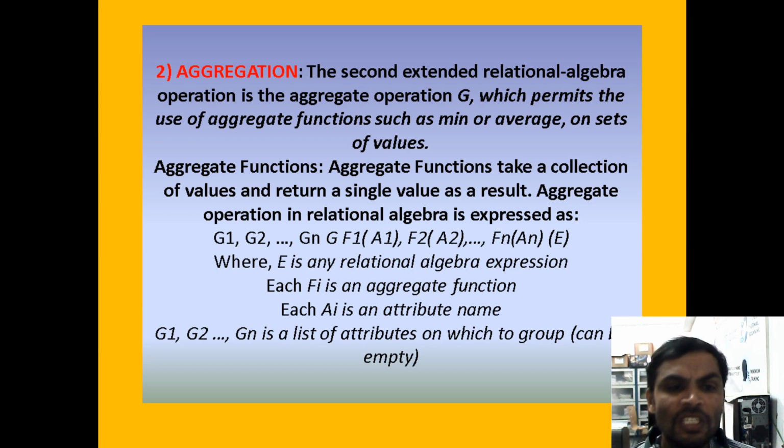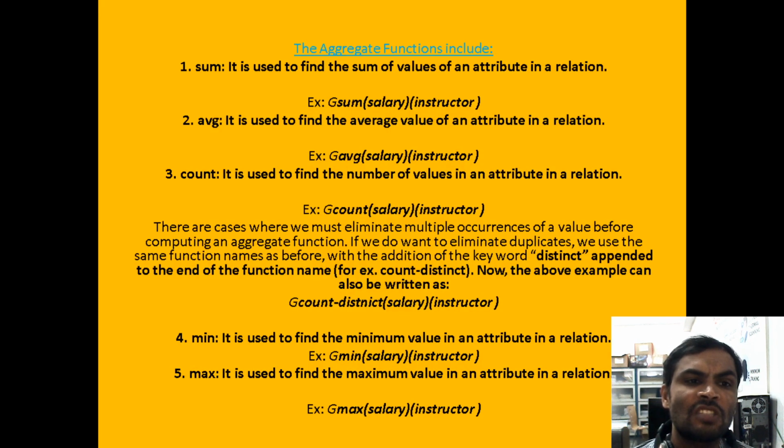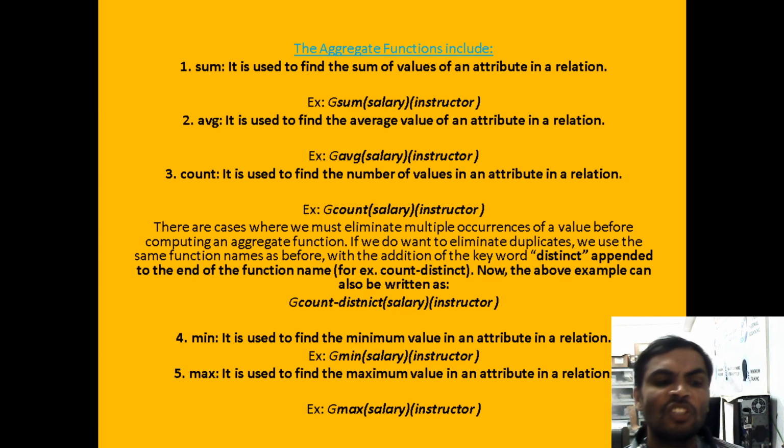Now, under the aggregate function, 6 functions will be there: sum function, average function, count function, minimum, maximum. If you want to find the sum of the total salaries of employees, we can use the sum function; under the sum function we use salary. If you want to find the average salary of the employees, under the average function we pass the salary attribute.